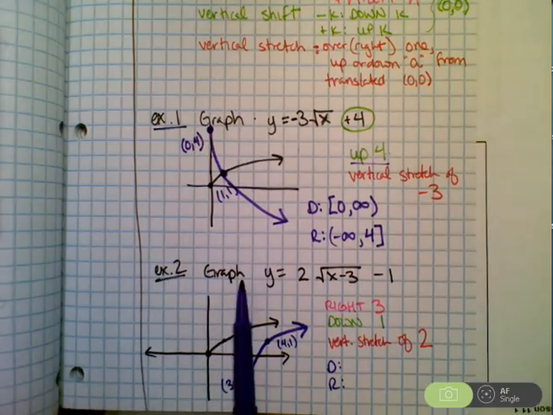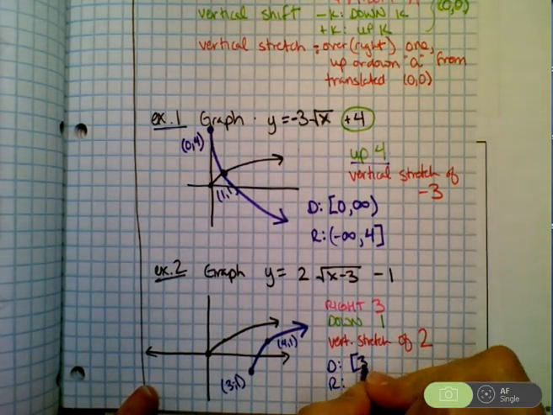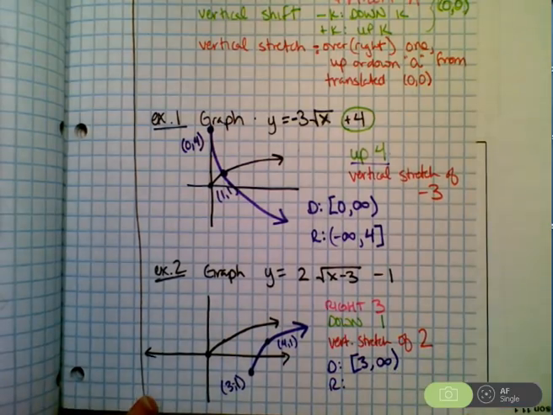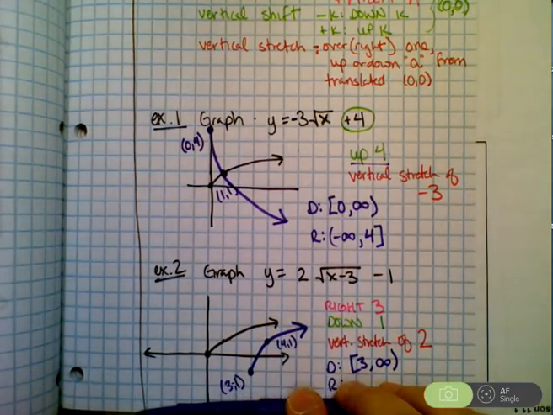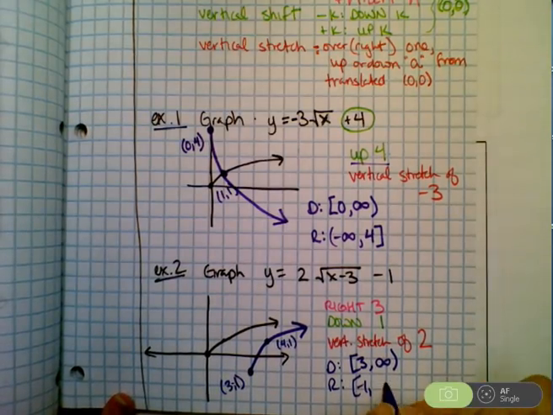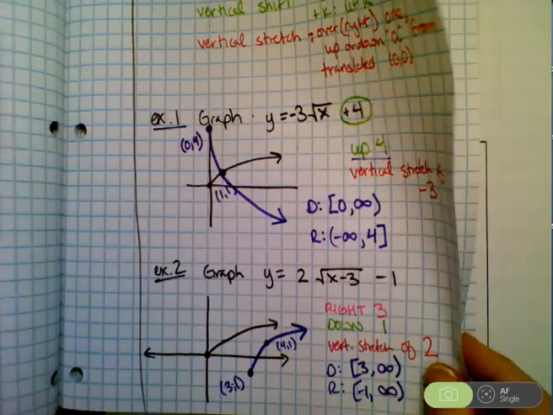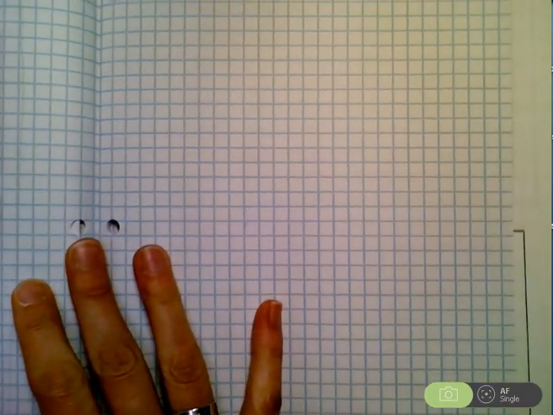Okay, domain then, nothing over here until we get to 3. So it starts at 3 and it goes to +infinity. Range, nothing down here. Starts right there at -1. Goes on to +infinity. Okay, so you can see we end up with just these little half curves when we do square root functions. We also then can think about transformations of cube root functions.